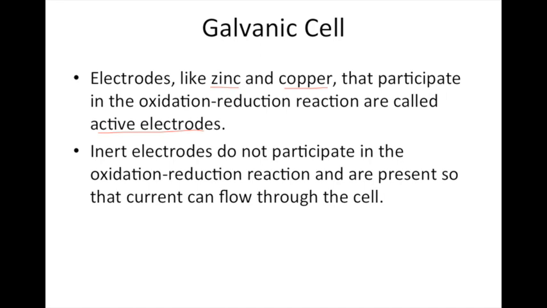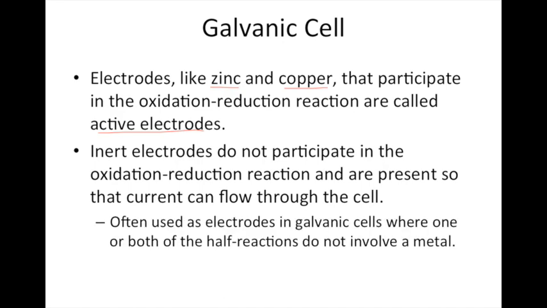They're just there in order to allow the current to flow into the solution. And we'll look at one of those in just a second. Often, these are used in galvanic cells where one or both of the half reactions do not involve a metal as either a reactant or a product. Inert electrodes are typically made out of platinum, graphite, or gold. So these allow the flow of electrons into the solution, but they don't actually participate in the reaction.